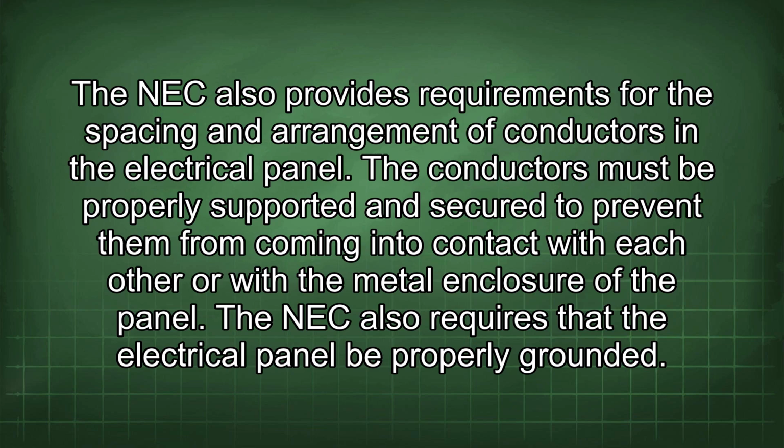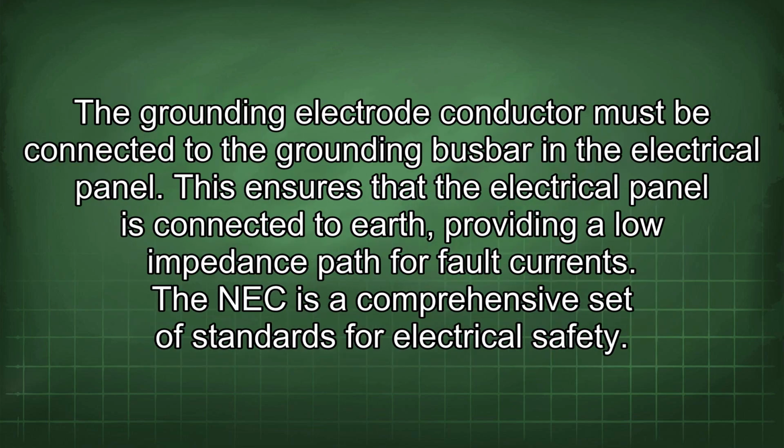The conductors must be properly supported and secured to prevent them from coming into contact with each other or with the metal enclosure of the panel. The NEC also requires that the electrical panel be properly grounded. The grounding electrode conductor must be connected to the grounding busbar in the electrical panel. This ensures that the electrical panel is connected to earth, providing a low impedance path for fault currents.